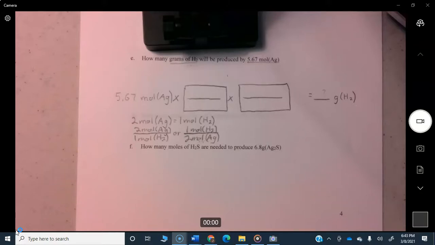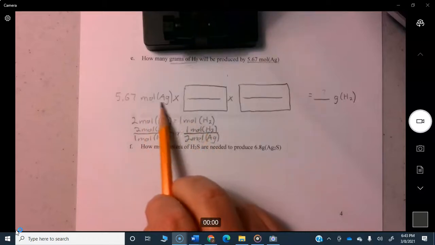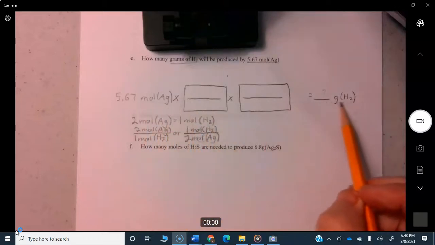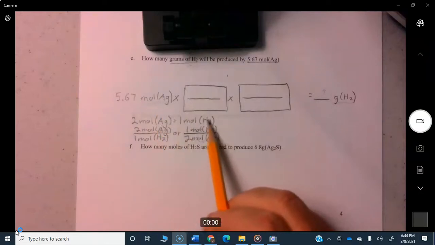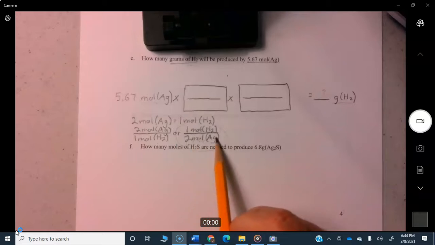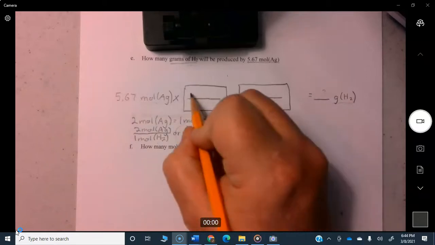Give you 5 seconds here. You can always pause the video anytime you want. Okay, we have moles of Ag here, but that doesn't appear in our final answer, so this has to cancel out. So we want to pick the one that makes this cancel out, and that's going to be this one, with moles of Ag on the bottom. So you go ahead and put this.